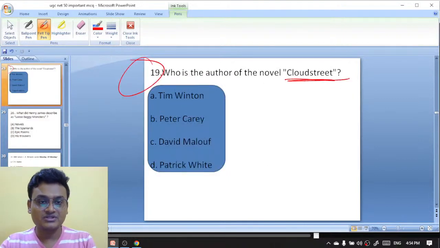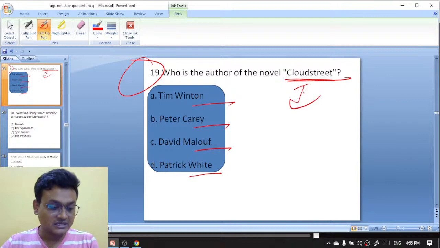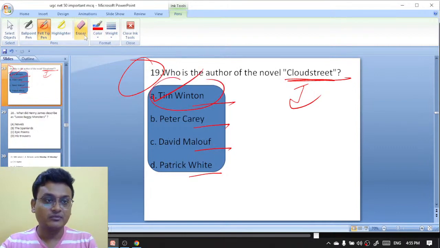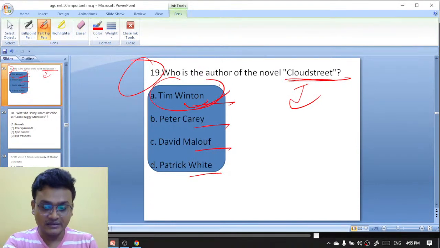Who is the author of the novel Cloud Street? Tim Winton, Peter Carey, David Malouf, or Patrick White? Who has written Cloud Street? It is Tim Winton. Tim Winton has written Cloud Street. A is the right answer here.